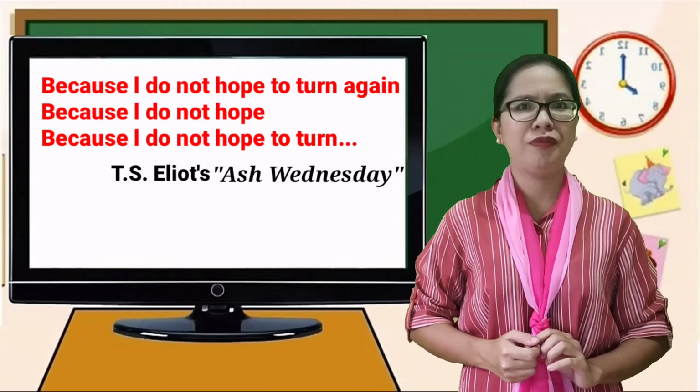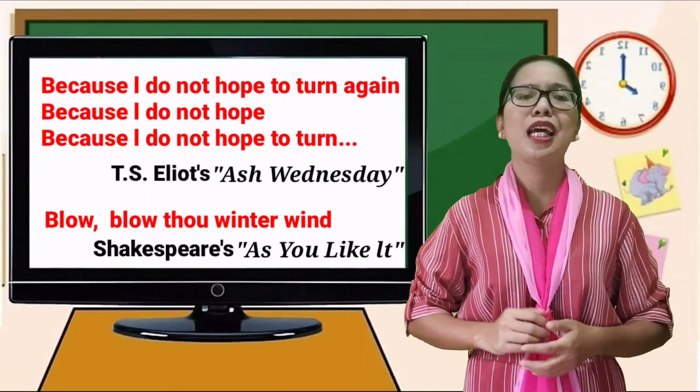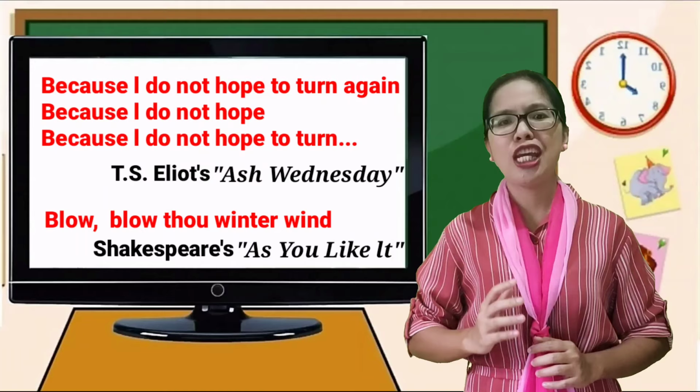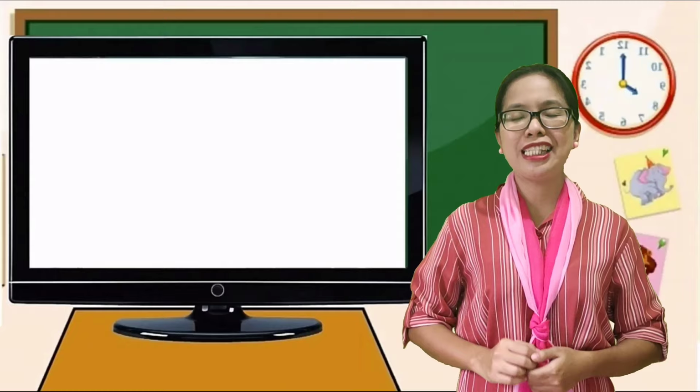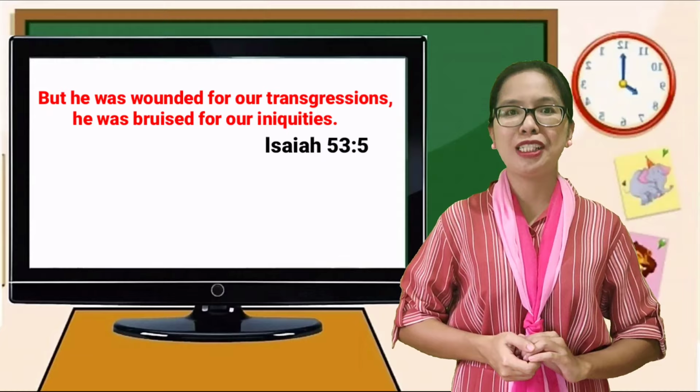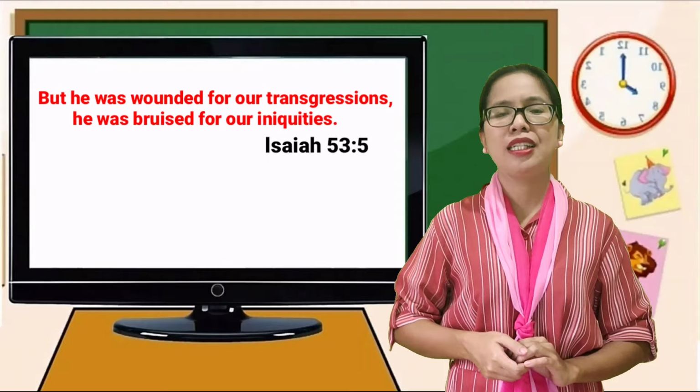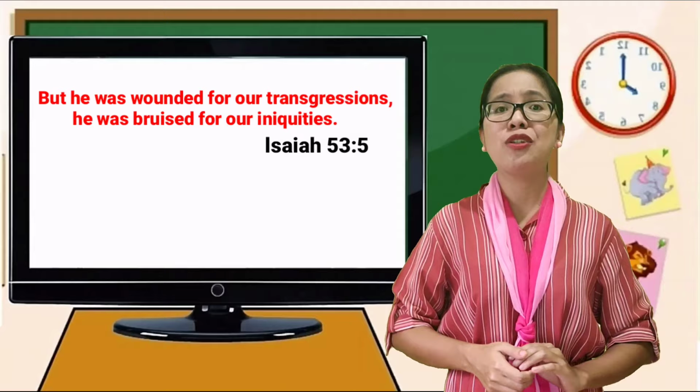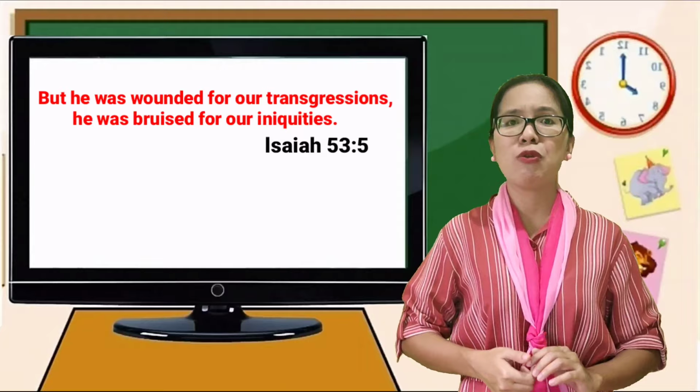Another example is this. Blow, blow, the winter wind, by Shakespeare, As You Like It. Another example is this. But he was wounded for our transgressions. He was bruised for our iniquities. In this example, wounded and bruised are intended to be viewed the same way, same as transgressions and iniquities.